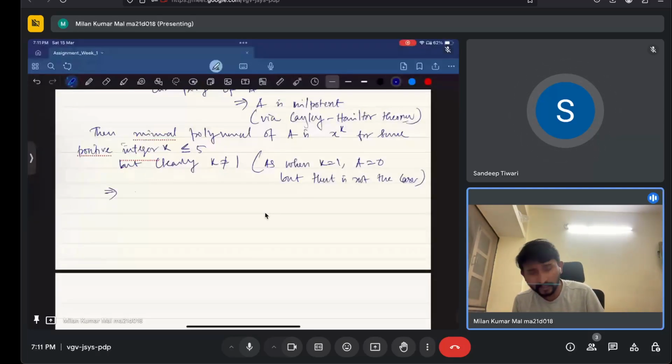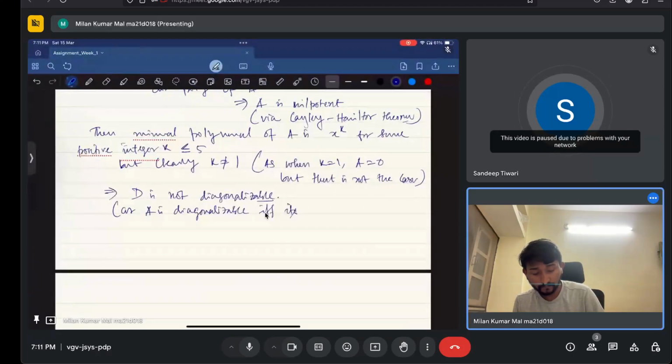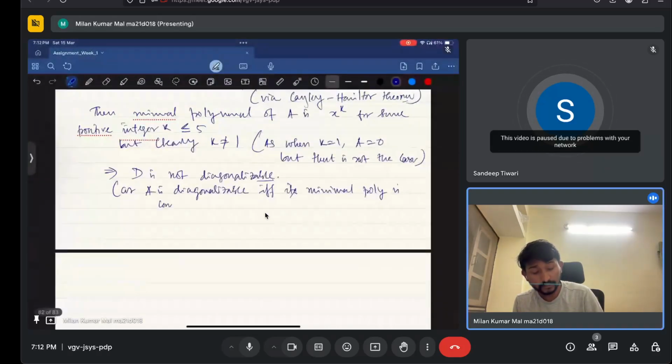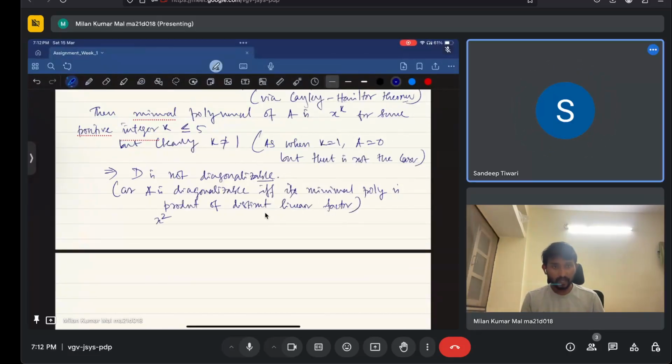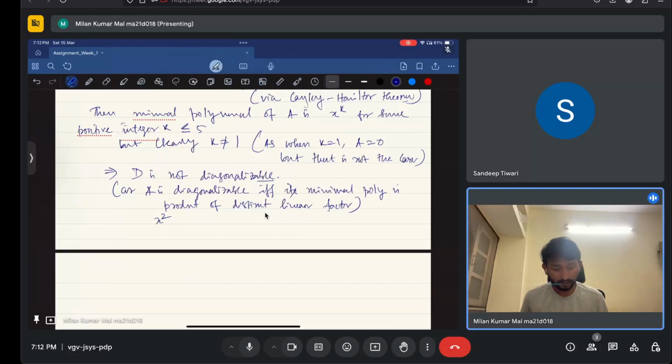So this says that the operator is not diagonalizable, because A is diagonalizable if and only if its minimal polynomial is the product of distinct linear factors. So if the minimal polynomial is x squared, that is not a product of distinct linear factors. This is a product of two same linear factors.